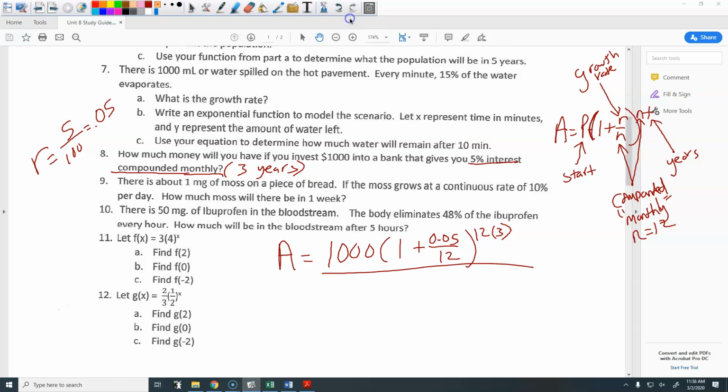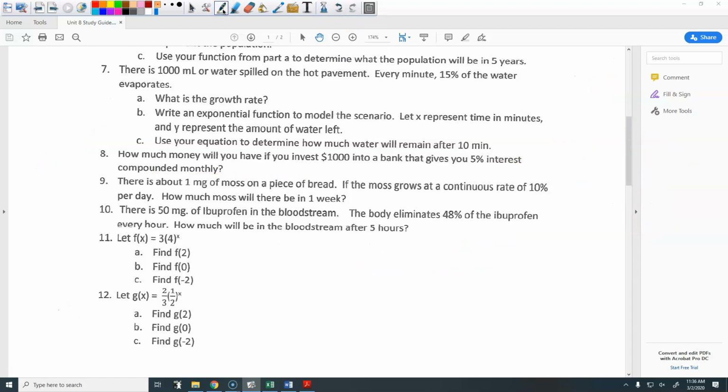Okay. Next one we're looking at here, number 9. So for number 9, it says there is about 1 milligram of moss on a piece of bread if the moss grows at a continuous rate of 10% per day. How much moss will there be in a week? Now there's a key word in here, easy to miss, you don't want to miss it, is this word continuous growth. So when we see that, I want you guys to think of this formula here.